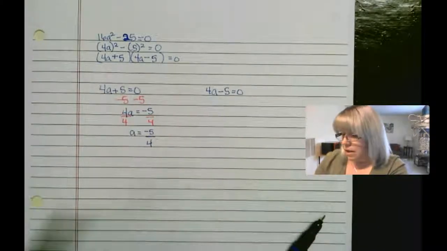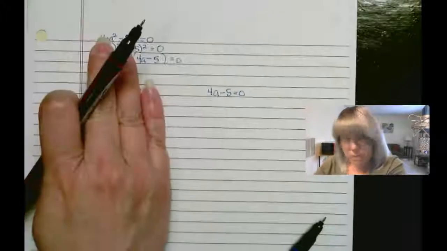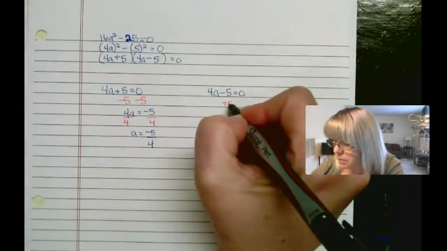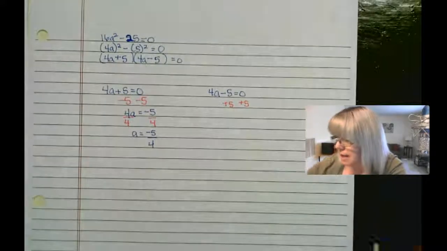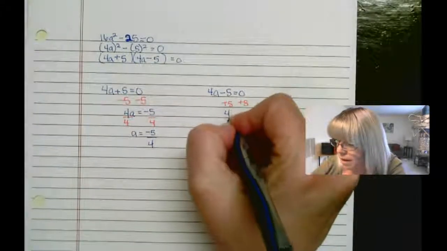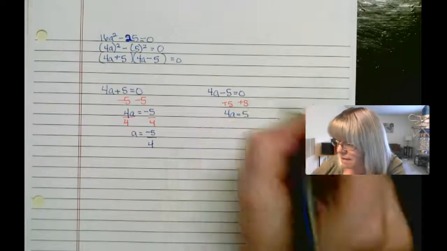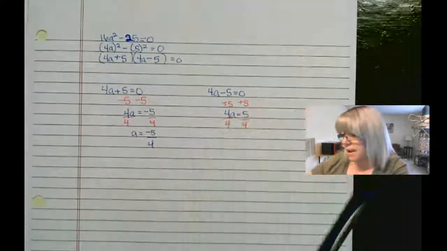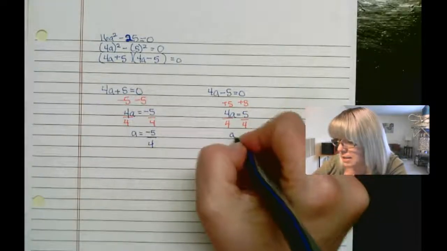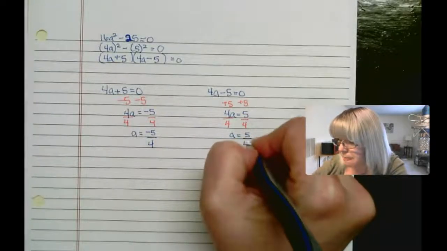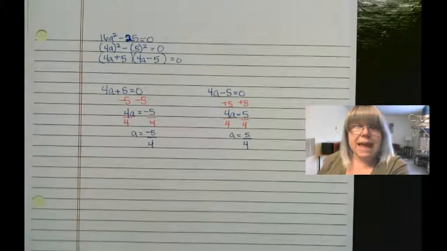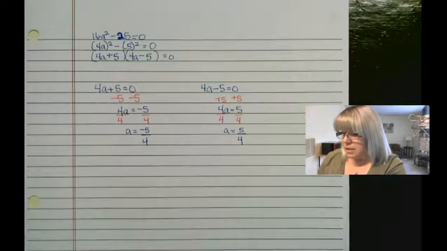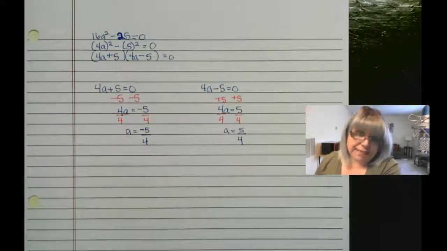Okay, now that I've found a possible solution for the first equation, let's worry about the second equation. Add 5 to both sides. So I have 4a equals 5. Divide by 4. And our second possible solution is a equals 5/4. Okay, so now we have to check these.